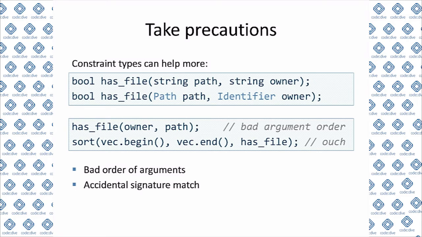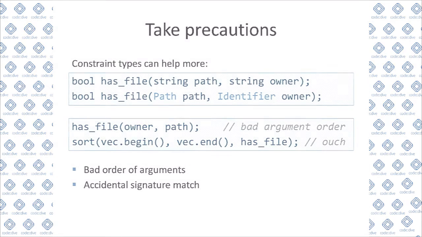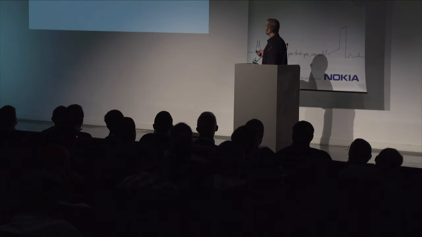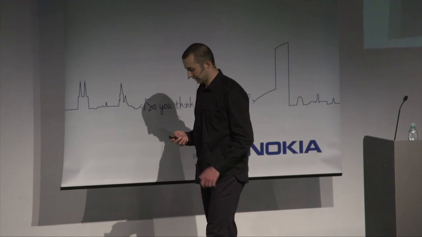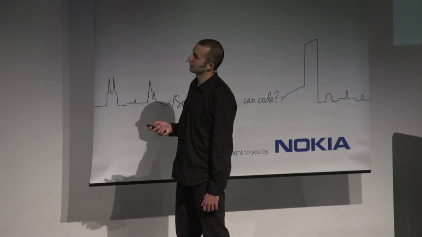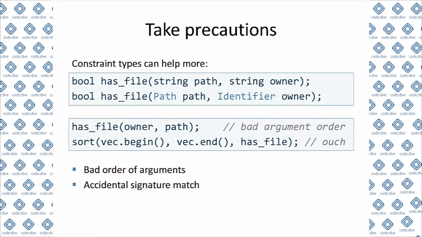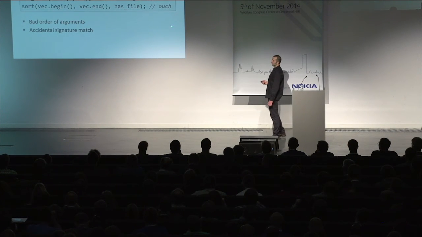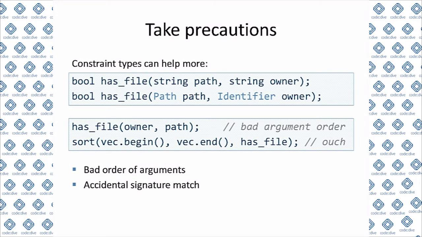For instance, consider that I have to write a function that tests if there is a file in the file system existing and being owned by a specific owner. And I return a true or false answer. If I declare it like this with the strings, I risk certain bugs that can sneak into my code. I can, for instance, confuse the order of arguments. And now I'll be testing something else. The compiler will not warn me, and the program will be running, except that it will be doing something else than I wanted it to. And because it takes two strings and returns a bool, it's a perfect candidate for a predicate. You can sort with it, but you don't want to be there when this sort is executed.